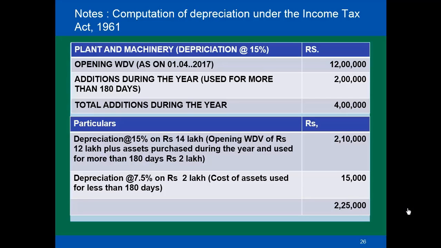So now the depreciation will be charged at 15% on 14 lakhs, that is the opening written down value of rupees 12 lakhs plus the assets which were purchased during the year and used for more than 180 days, rupees 2 lakhs. So that comes to 2 lakh 10,000. Now the depreciation will be provided at 7.5% on the balance 2 lakhs, the cost of the assets used for less than 180 days. The amount will come to 15,000. So overall depreciation for the year will be 2 lakh 25,000.